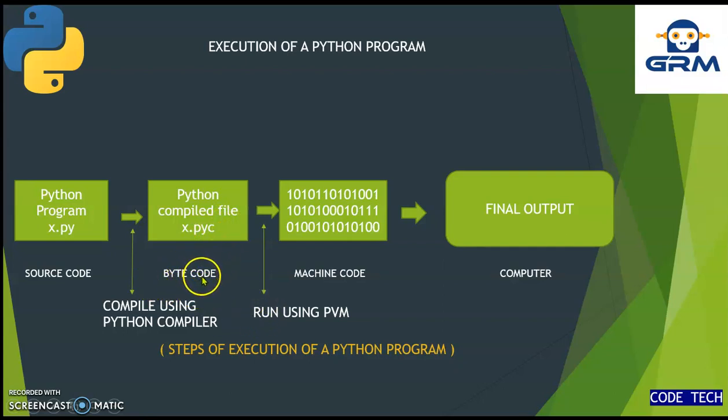Then the bytecode is converted into machine code by the PVM. Inside the PVM there is an interpreter which converts the bytecode into machine code. This machine code is also known as binary code, because it is shown as 1s and 0s. Then the computer can easily understand this machine code or binary code and gives the final output. Here the middle two processes are interior processes, which are not shown to the user. I'll be discussing them further.